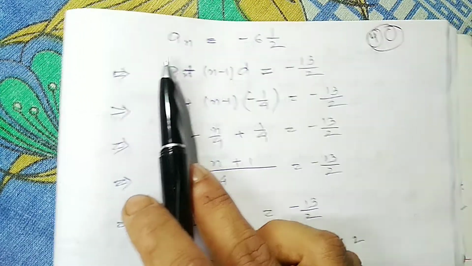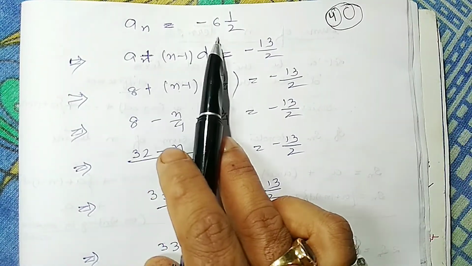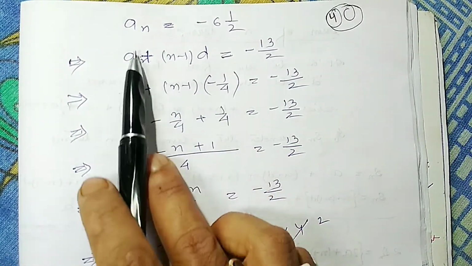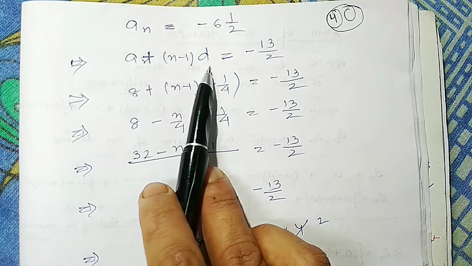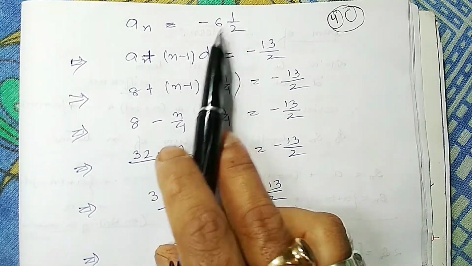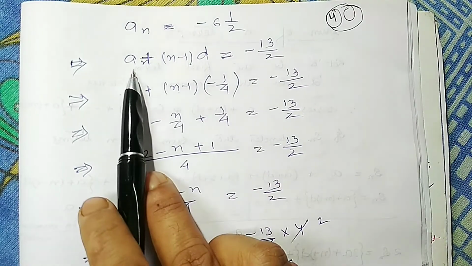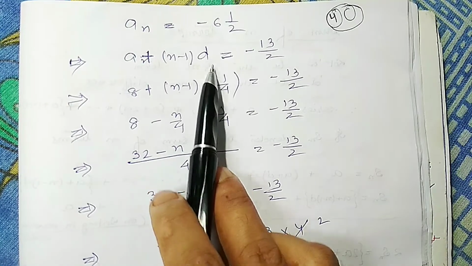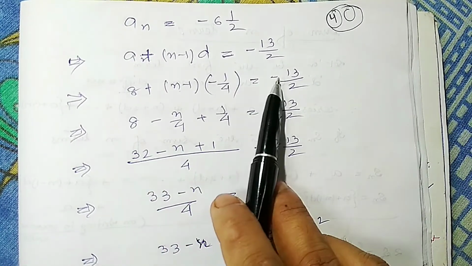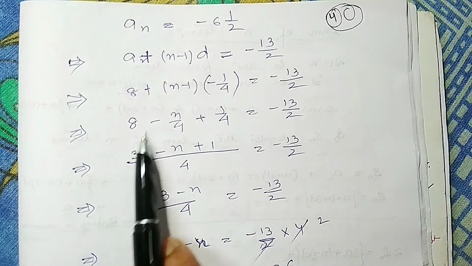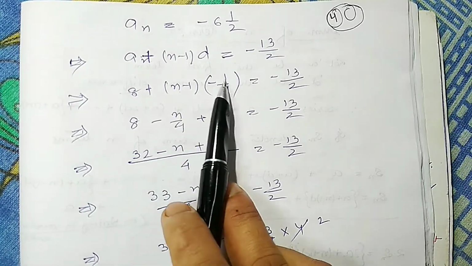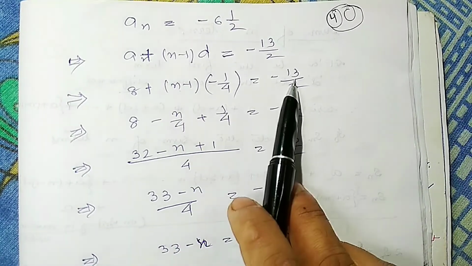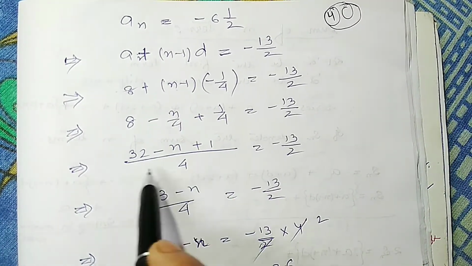As it is given, the last term of this AP is minus 6.5, which is minus 13 by 2. So we can write an is minus 13 by 2. An will be a plus (n minus 1) into d equals minus 13 by 2. A equals 8, already we have calculated, plus (n minus 1). D, already we got, minus 1 by 4 equals minus 13 by 2. 8 plus, minus minus, n times minus n by 4, minus minus plus 1 by 4 equals minus 13 by 2. Here it is 8 by 1.